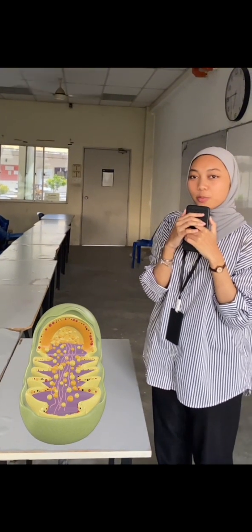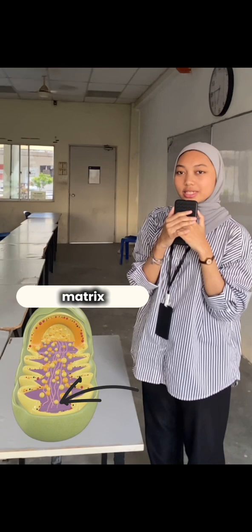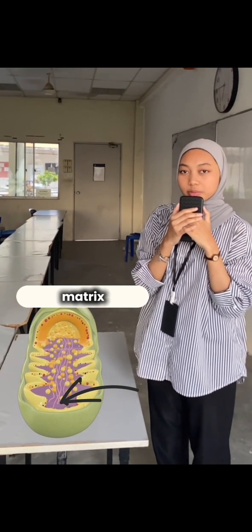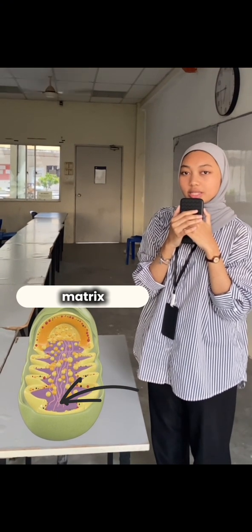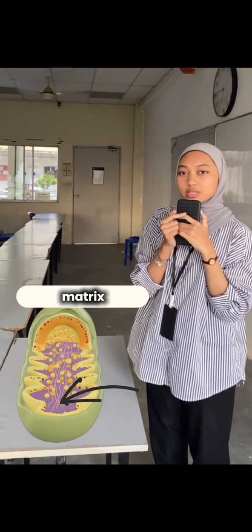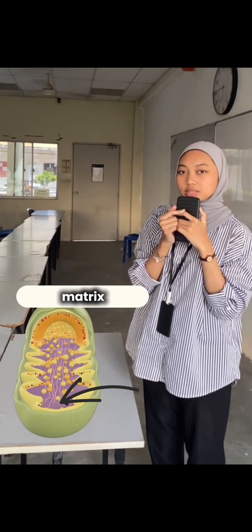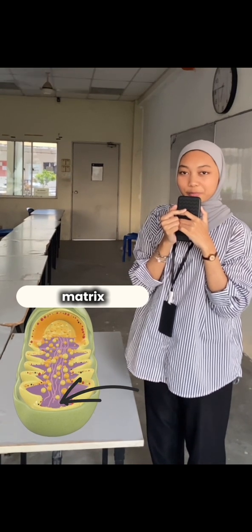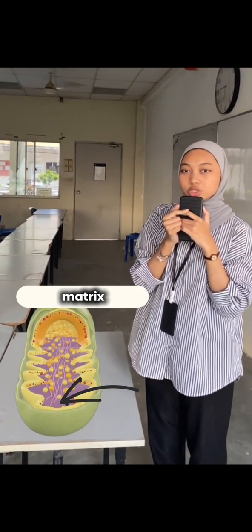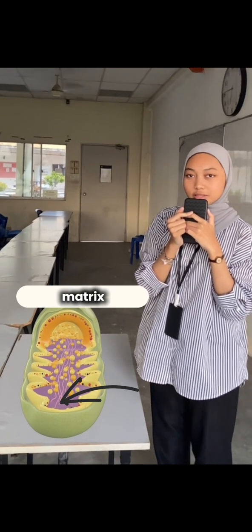Next, I will explain about the matrix. As you can see, this is the matrix. The matrix is basically the innermost part of the mitochondria, enclosed by the inner membrane, and is kind of like a gel-like fluid. Inside, it has its own DNA and ribosomes, so the mitochondria can make some of its own protein. It also has enzymes and coenzymes like NAD+ and FAD, which help transfer energy during respiration and are really important for the Krebs cycle.